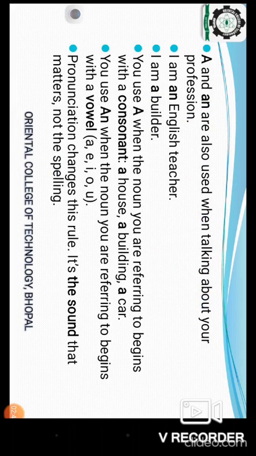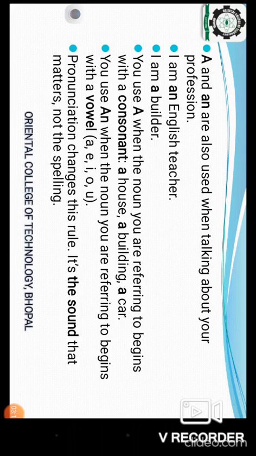A and an are also used when talking about your profession. I am an English teacher. I am a builder. You use a when the noun you are referring to begins with a consonant: a house, a building, a car. You use an when the noun you are referring to begins with a vowel: a, e, i, o, u.